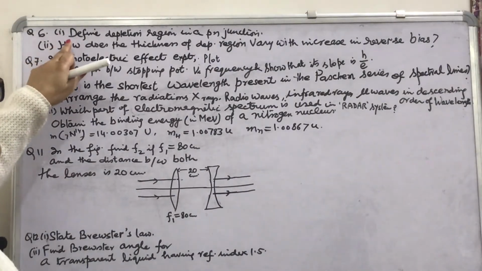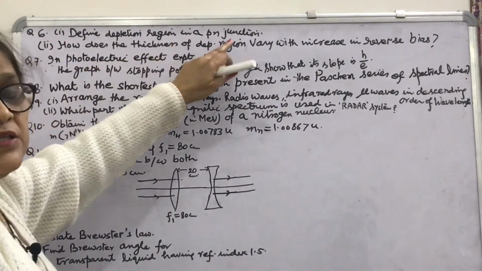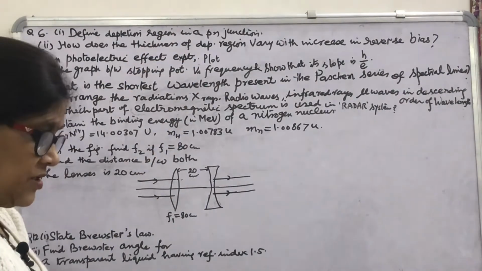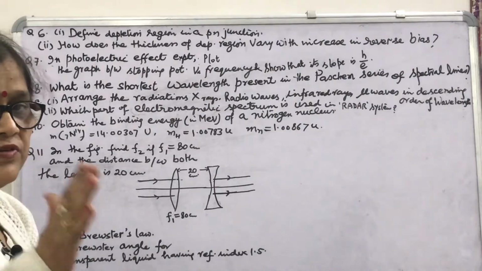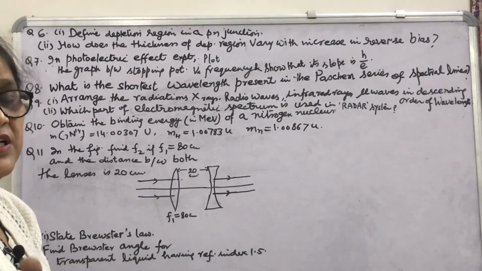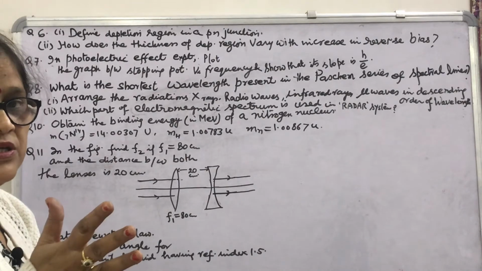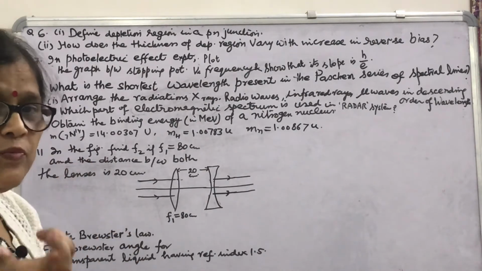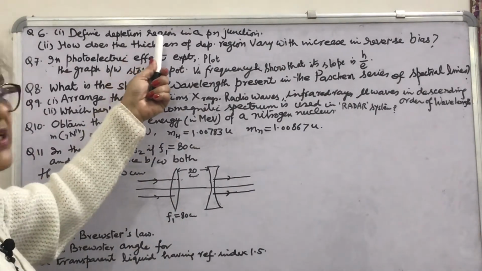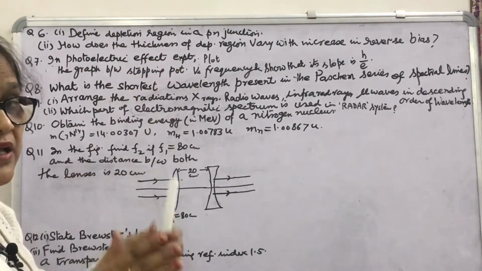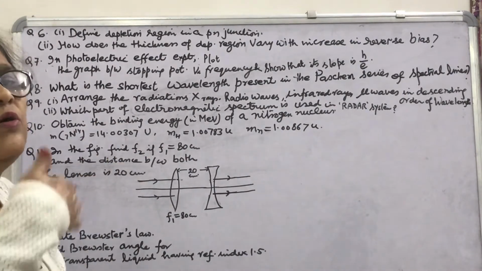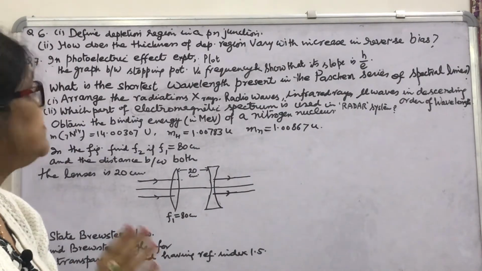See question 6. First part, define depletion region in a PN junction. You know, depletion region, as per its name, is a small region in the vicinity of a junction which is depleted of free charge carriers, that is electrons and holes. It contains only immobile ions. So this is the definition of depletion region: a region near the vicinity of the junction depleted of charge carriers.